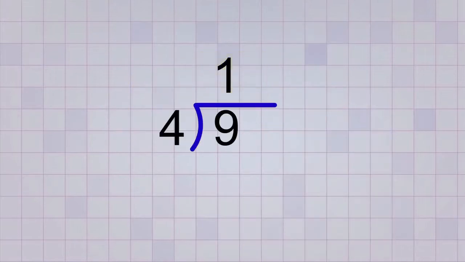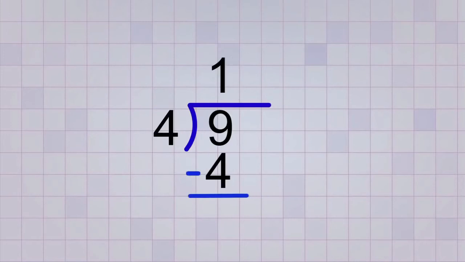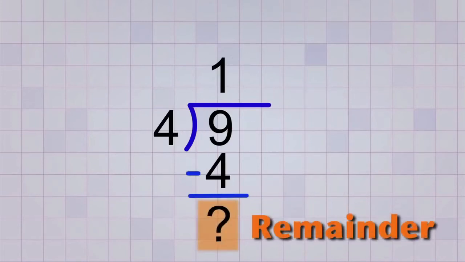Well, now, the next step in the procedure is to multiply that answer I put there, the 1, by the number of groups out front here, the 4. And I write the answer to that multiplication down below the number I'm dividing up, the 9. I do that so I can subtract that amount from the 9 to see how much I'm going to have left over, to see how big the remainder will be.